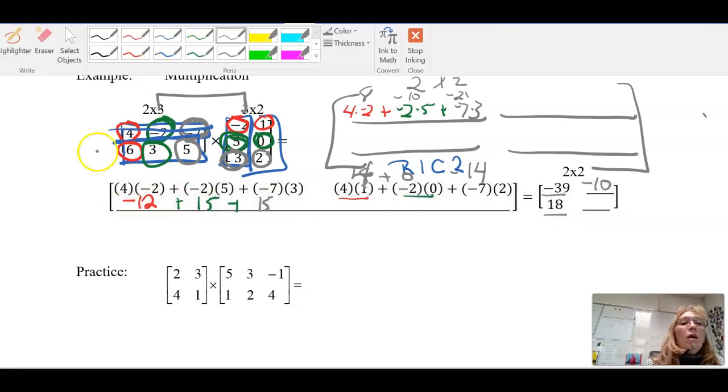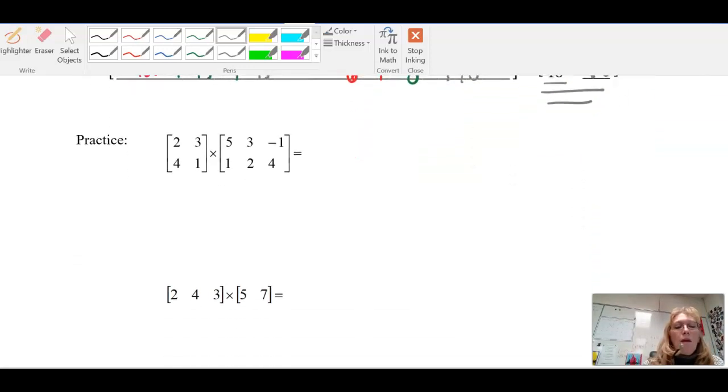Okay, same row, second column, position to position. So 6 times 1 is 6, plus 3 times 0, which is 0, plus 5 times 2, which is 10, giving us 16. And this is our final answer. Okay, pause and do yours. Can we do this? 2 by 2, 2 by 3, we're going to end up with a 2 by 3.